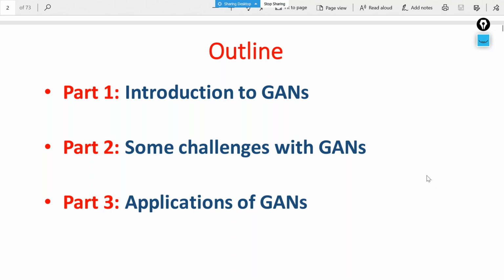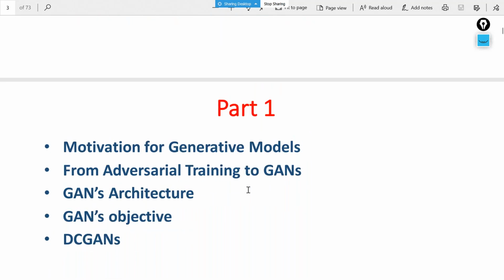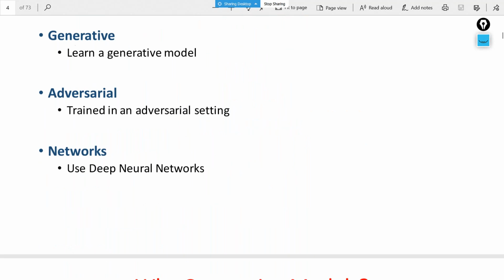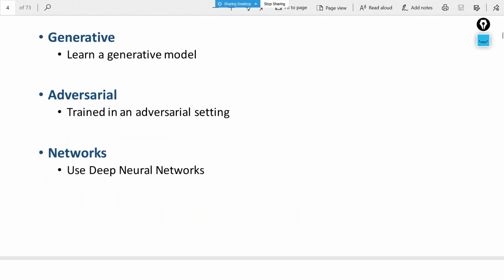So intro to GANs is the first part, let us cover. GANs, if you abbreviate, stands for generative adversarial networks. It has two models basically. What it does is it creates sample data, or it generates images.